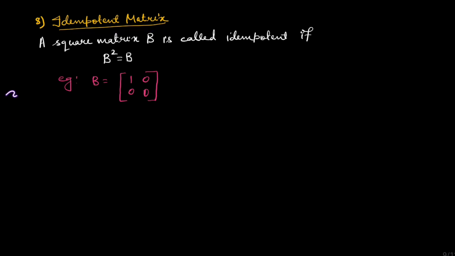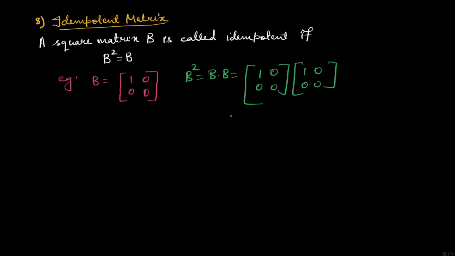Fine. So if this is the given matrix, quickly find its B square. B square means you are multiplying the same matrix with itself. So that will be [1 0; 0 0] into [1 0; 0 0]. Now perform the matrix multiplication. What do we get? This will be 1 and this is 0, this is again 0 0, and we can see that this is the same matrix B. So we can say that B is an idempotent matrix.